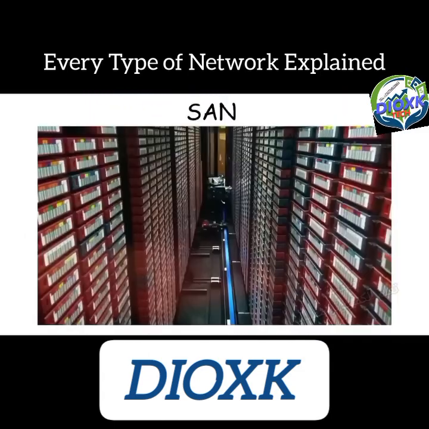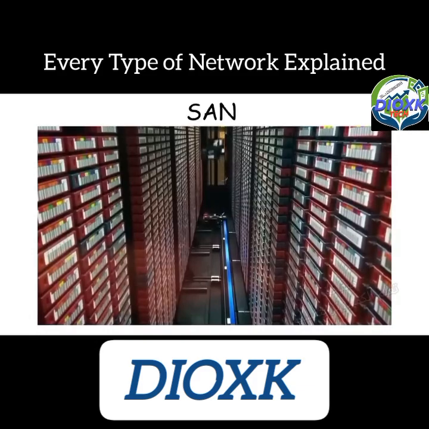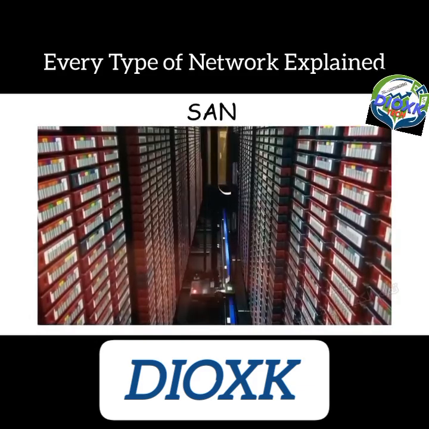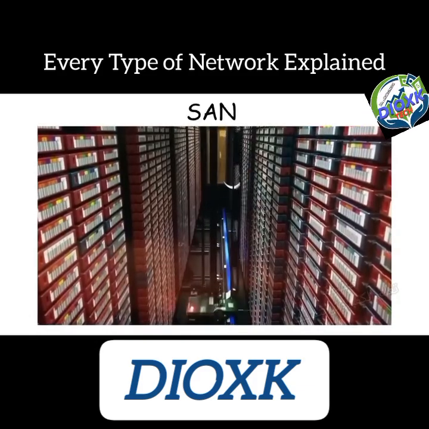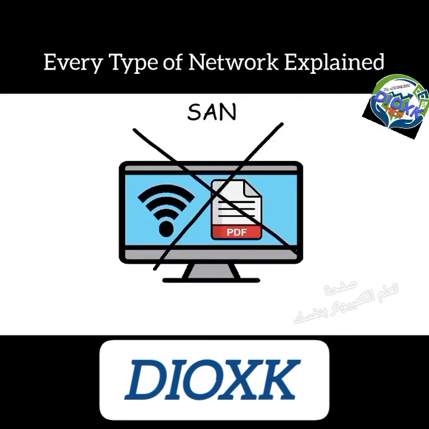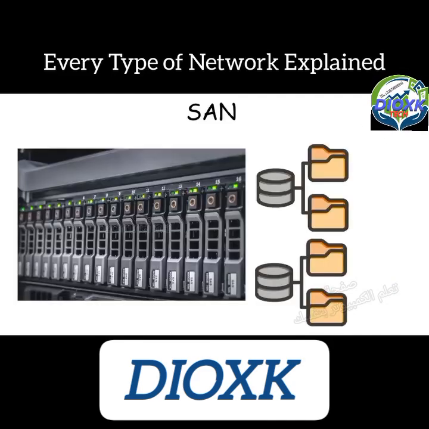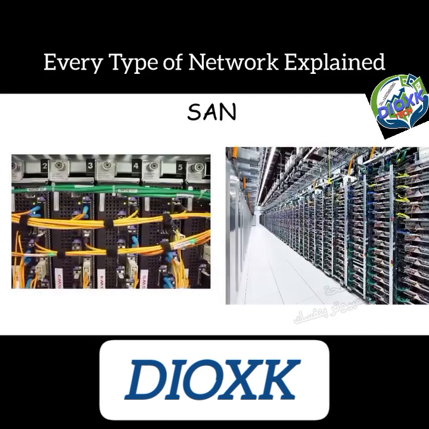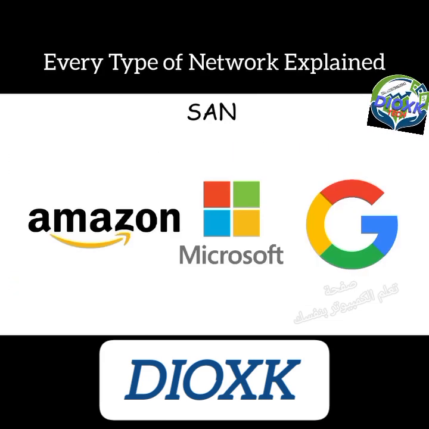SAN. A storage area network, or SAN, is a special high-speed network that connects servers to storage devices like disk arrays and tape libraries. And unlike typical networks that connect computers for internet access or file sharing, SAN is designed only for fast, efficient data storage and data retrieval. They work by linking storage devices directly to servers using dedicated fiber optic or high-speed Ethernet connections. For your information, large companies like Amazon, Microsoft, and Google use SAN to store their massive amounts of data.